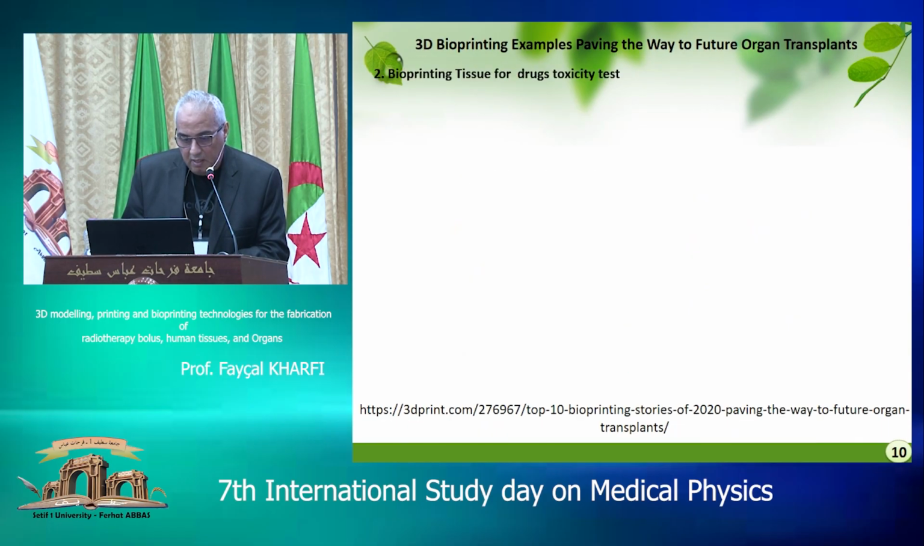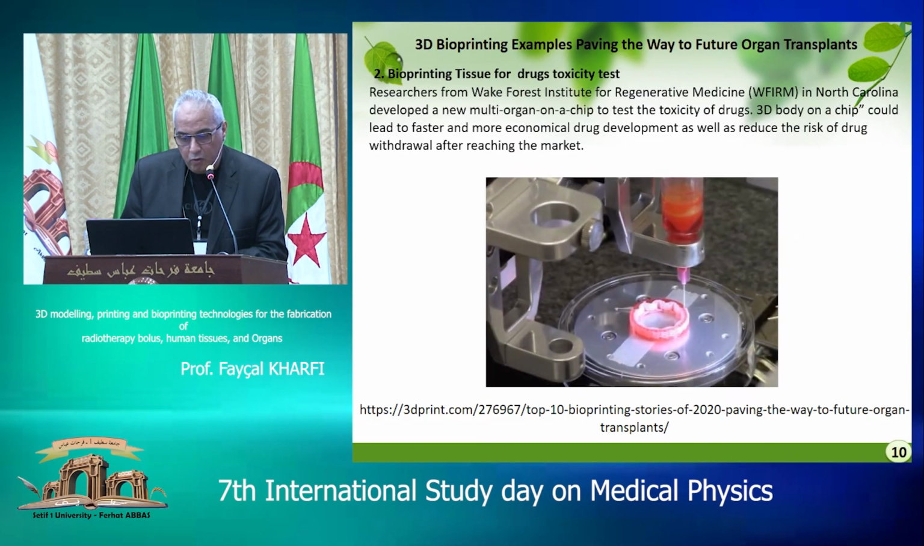The second example concerns the bioprinting of tissue for drug toxicity testing. Here, researchers from the Wake Forest Institute for Regenerative Medicine in North Carolina developed a new multi-organ chip to test the toxicity of drugs. This 3D body on a chip could lead to faster and more economical drug development, as well as reduce the risk of drug withdrawal after reaching the market. This is the second example that was developed by these researchers.